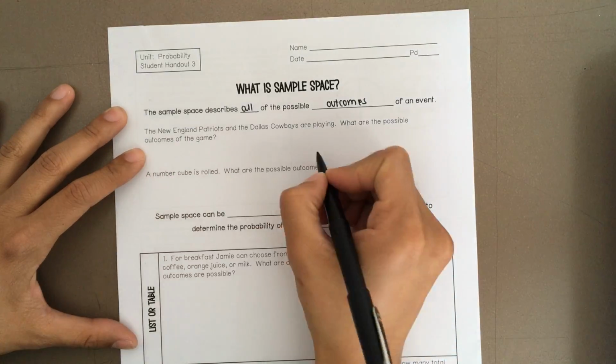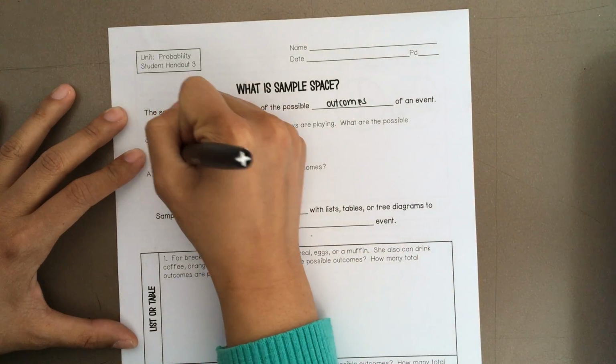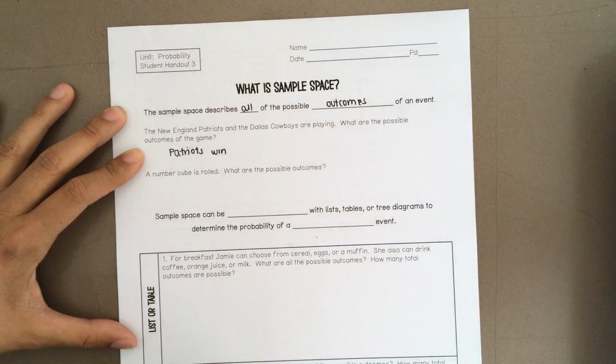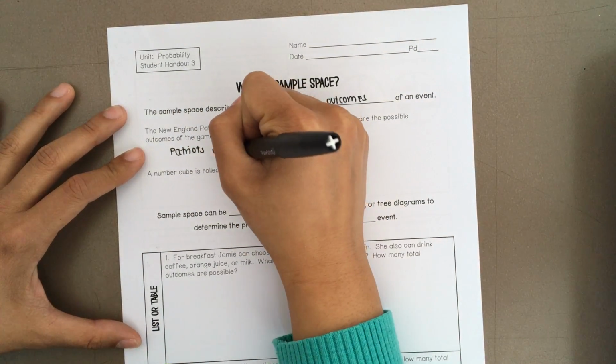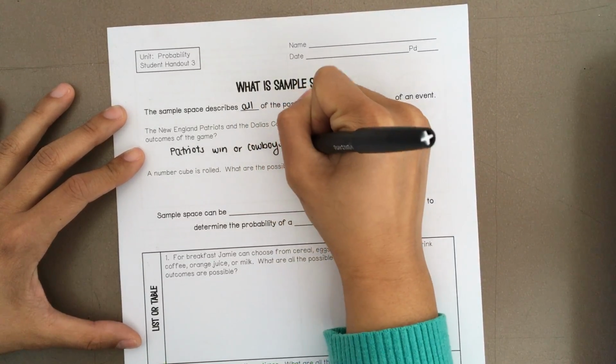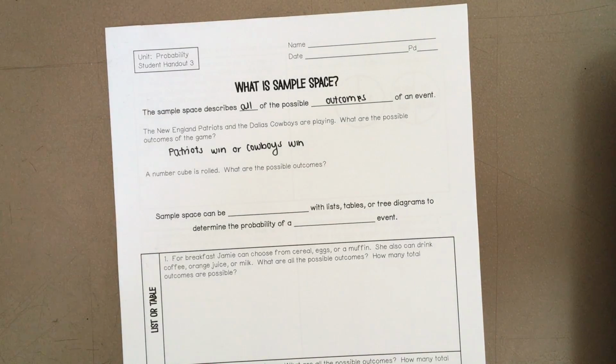So your sample space for this situation is that the Patriots win or the Cowboys are going to win. Before you start saying that they're going to tie, have you ever seen a football game that actually ties? One of them is going to win in the end.